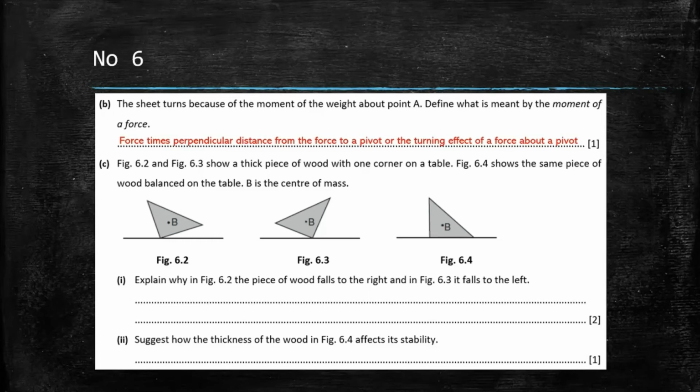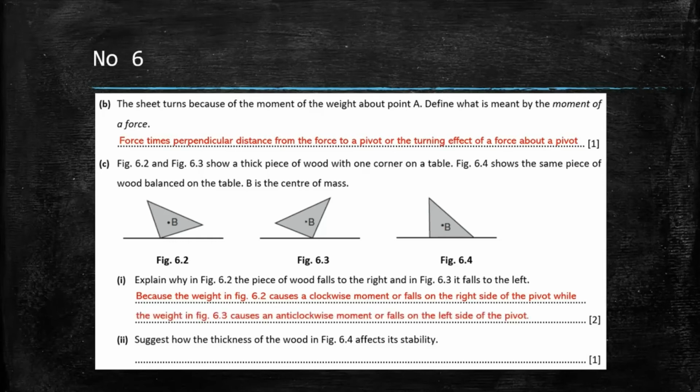Ci. Explain why in Figure 6.2 the piece of wood falls to the right and in Figure 6.3 it falls to the left. Because the weight in Figure 6.2 causes a clockwise moment or falls on the right side of the pivot, while the weight in Figure 6.3 causes an anti-clockwise moment or falls on the left side of the pivot.